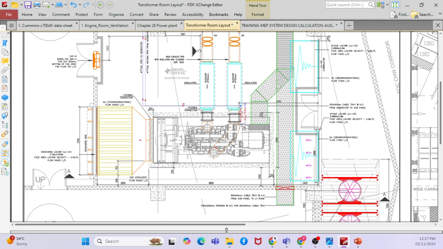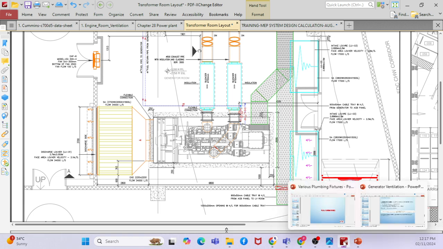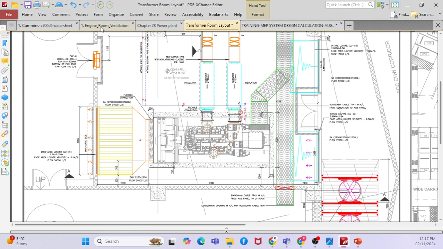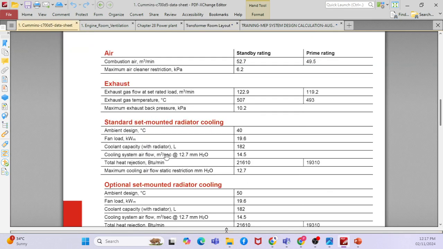So for this inbuilt fan, what is the maximum capacity? If you go to the catalog, you can see here 14.5 meter cube per second at a maximum of 2.7 mm H2O, which is nothing but 127 Pascal.